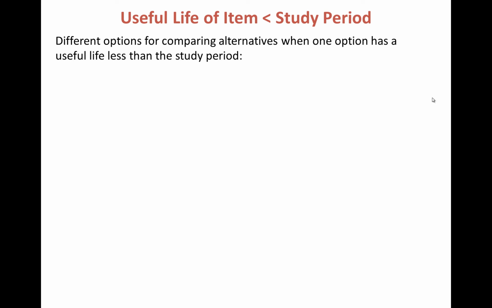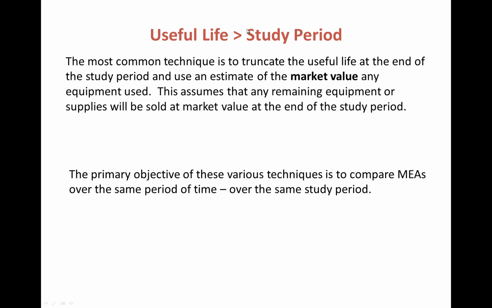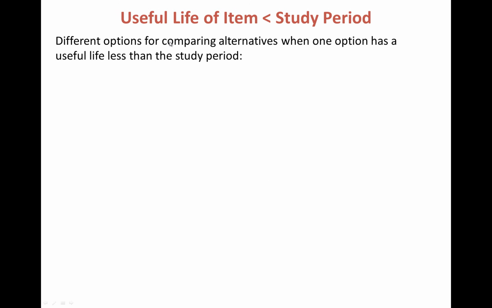Now, what if the useful life of the item is less than the study period? Comparing to what we just talked about, truncation, where you sell the item, that's where the useful life is greater than the study period. Now we consider what if the useful life of the item is less than the study period under consideration. So we have a couple of different options available.